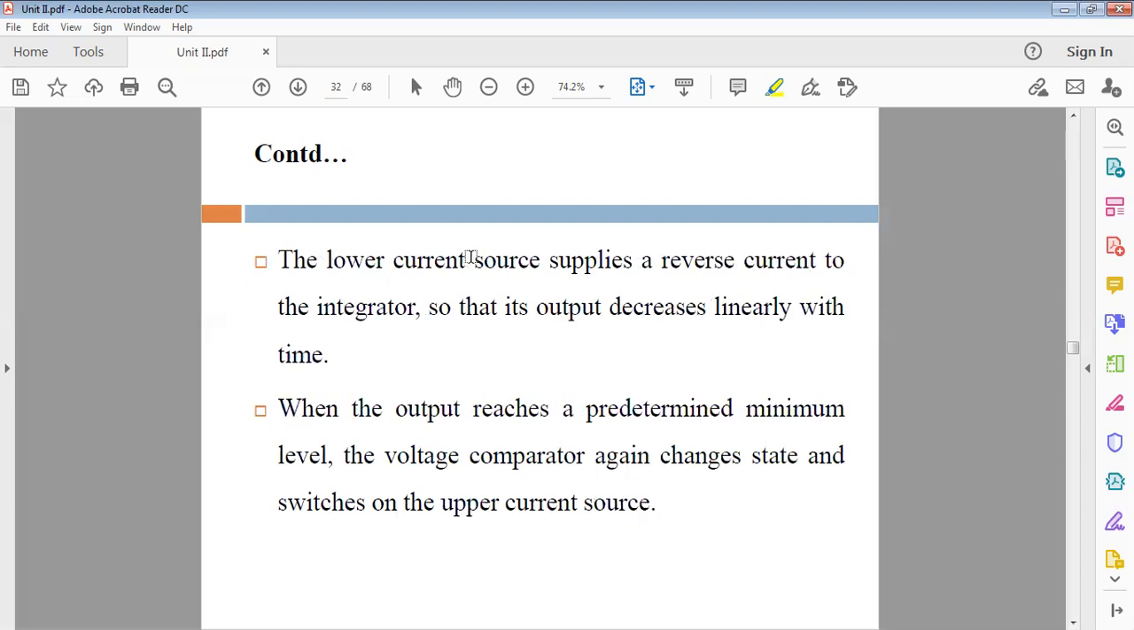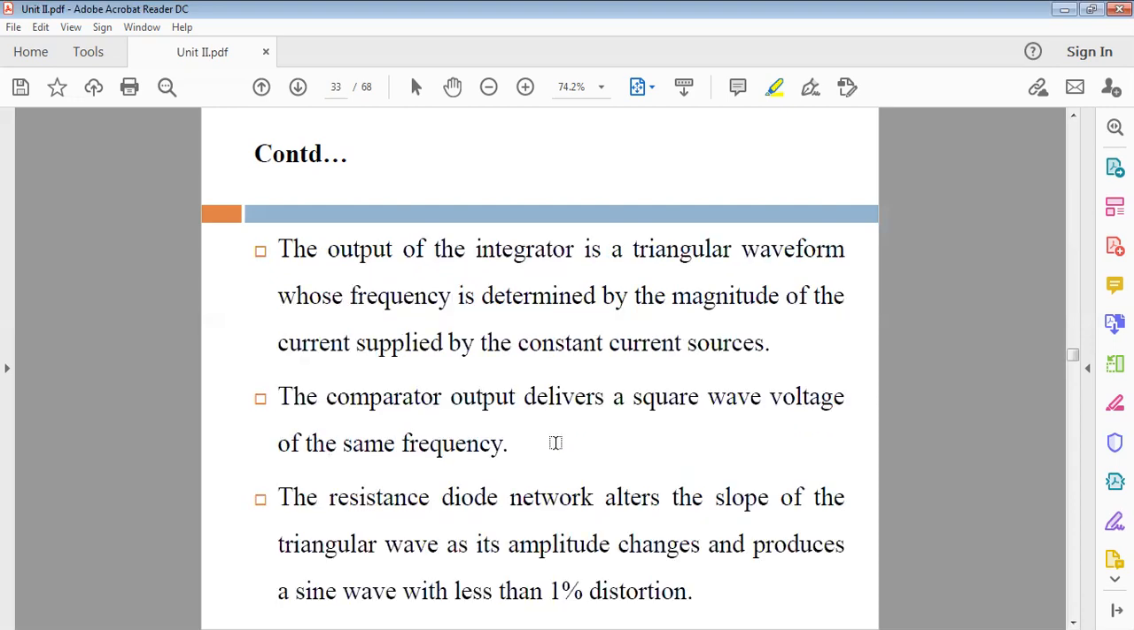Now the lower current source supplies a reverse current to the integrator, where the output decreases linearly with time. When the output reaches a predetermined minimum level, the voltage comparator again changes its state and switches on the upper current source. This process is repeated. When the upper constant current source is supplying current, the integrator starts charging. When the lower constant current source is supplying the reverse current, it starts discharging.